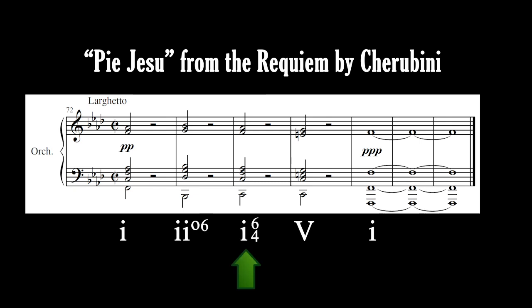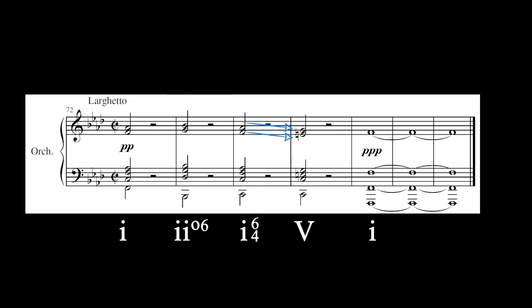Here's an example from the Requiem of Cherubini. Notice the I 6/4 has that classic double appoggiatura effect. Let's hear this parachute in action.